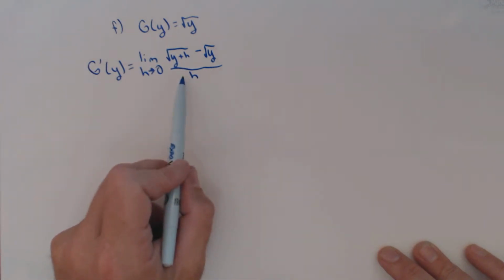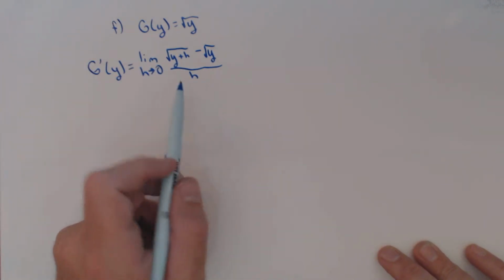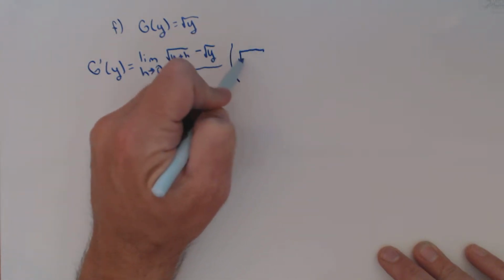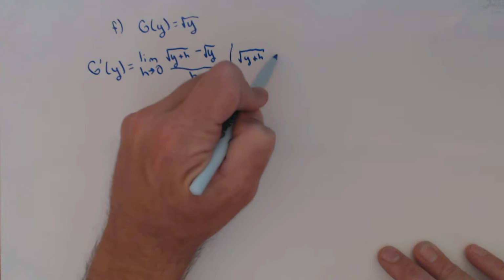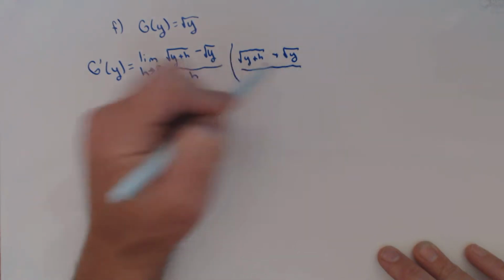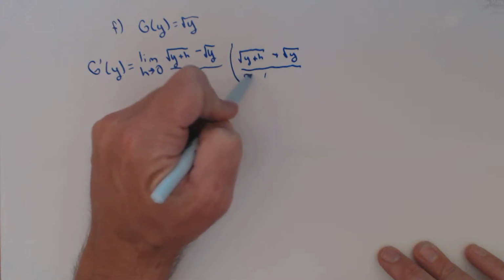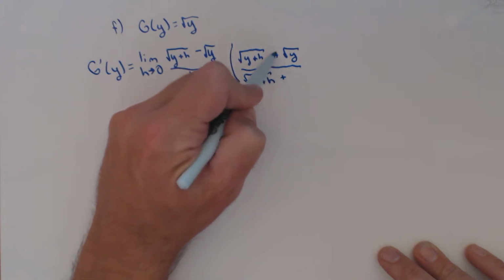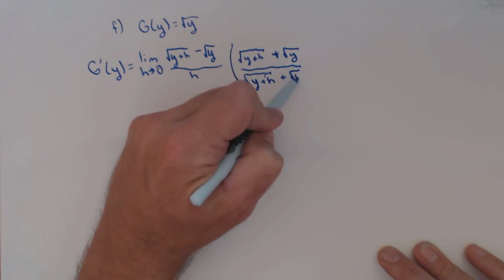Now when you're dealing with a radical, a very nice technique to use is what's called multiplying by the conjugate. So I'm going to multiply by square root of y plus h plus square root of y all over the same thing, because I can't change what I have. Square root of y plus h plus square root of y.